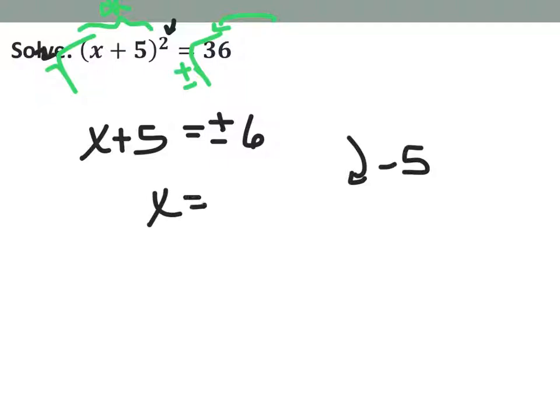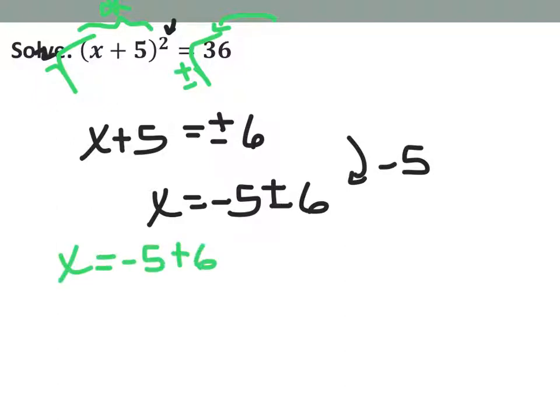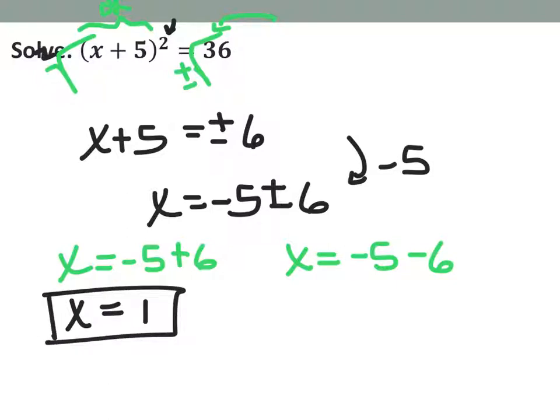And you get minus 5 plus or minus 6. And what does that mean? It means you get x equals negative 5 plus 6, and you get x equals negative 5 minus 6. And you get two solutions. Now go ahead and simplify that. On the left, you get positive 1, and on the right, you get negative 11.